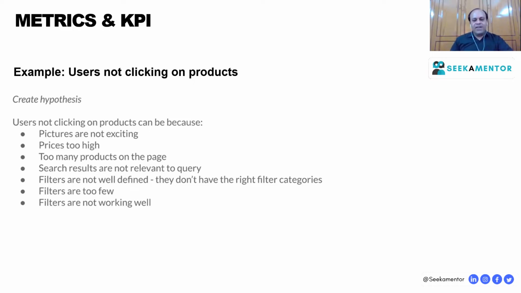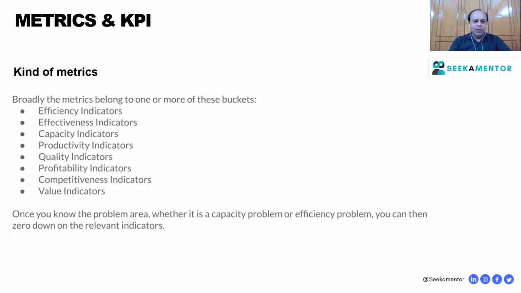But this will be checked with the help of deep diving into the matrices and KPIs. So how many types of matrices are there and what is the criteria? First of all, you need to have an understanding. These are the kinds of matrices which will be used for troubleshooting. Like it can be efficiency matrices, effectiveness matrices, means do the right thing in the right manner, and capacity indicator, productivity, quality, profitability, competitivity, and value indicators.